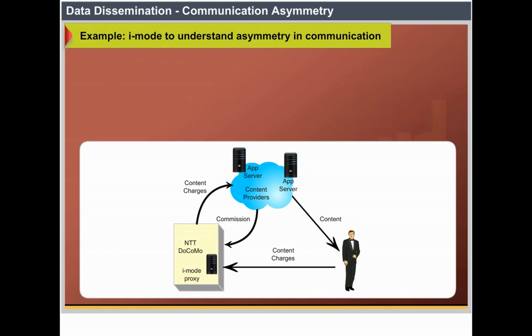Example: I modes to understand asymmetry in communication. Used for multimedia transmission, internet access and voice communication. Base station provides downlink of 384 kbps. Uplink from the device is restricted to 64 kbps. Communication between base station and mobile device is thus asymmetric.